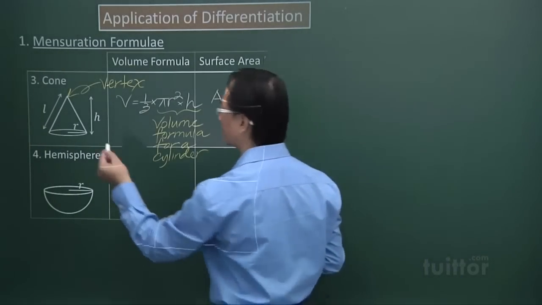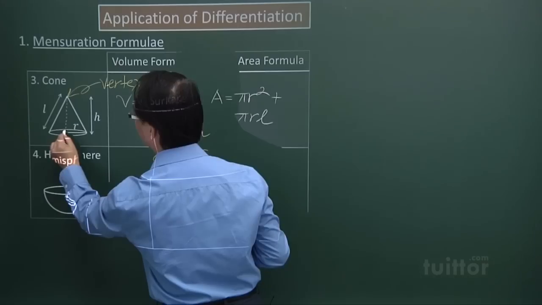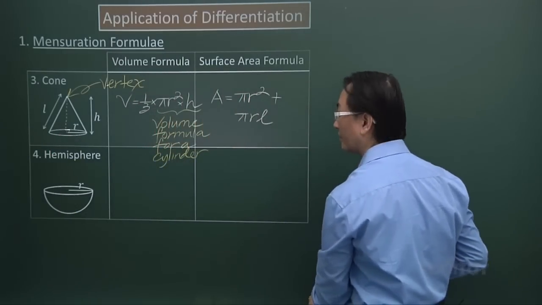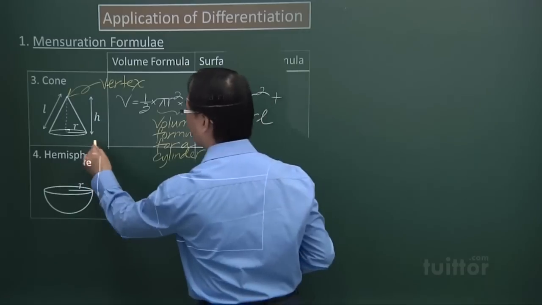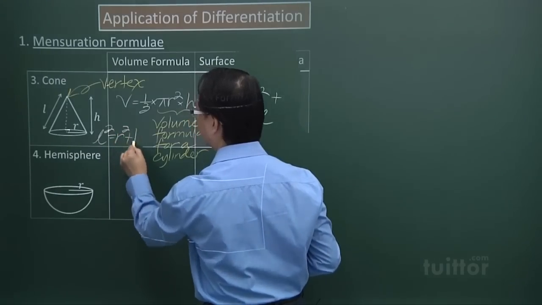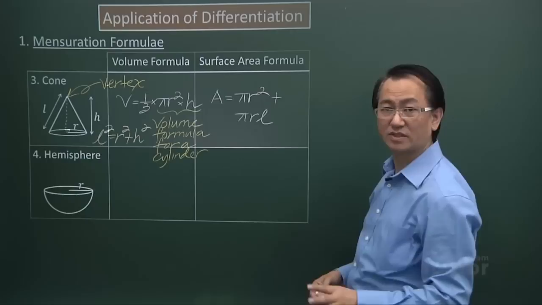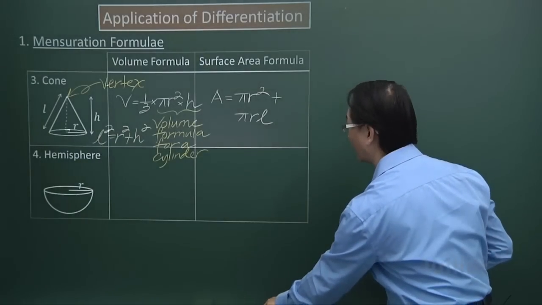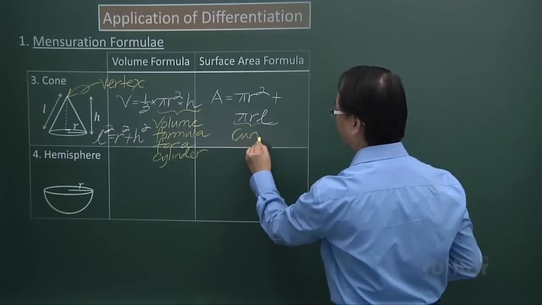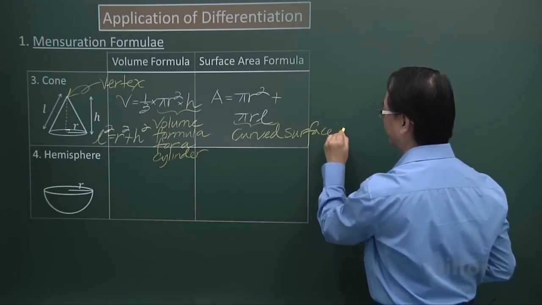And if I just construct a right angle triangle, then you notice that the relationship will be L squared equals R squared plus H squared. So some of this is important to take note of. So over here, that will be the curved surface area.